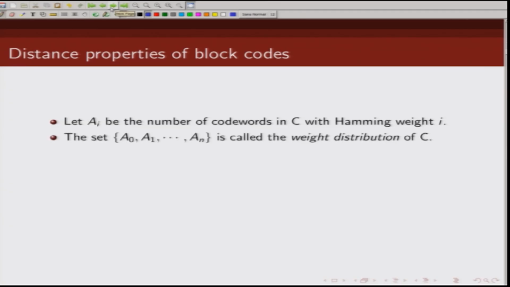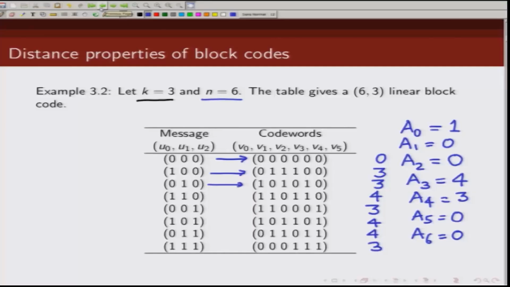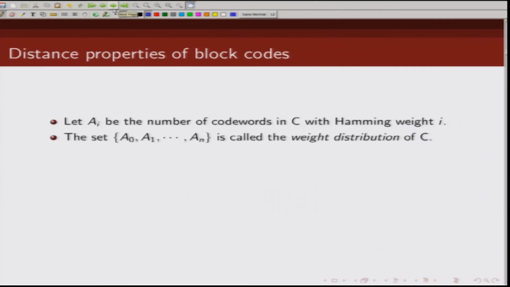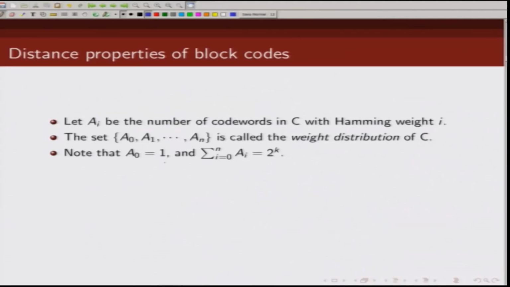Now, this set, which describes how many code words we have of a particular weight, is known as the weight distribution of a linear block code C. So, for this block code, the weight distribution is given by this. This completely specifies the weight distribution of this particular 6-3 linear block code. And since a linear block code will have an all 0 code word, A0 will be 1, and the sum of all these A_i should add up to the total number of code words, which is 2 to the power k.